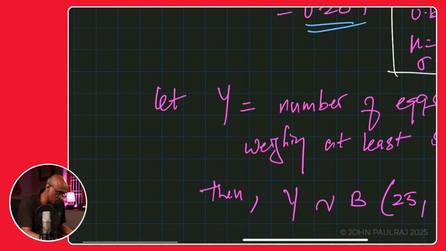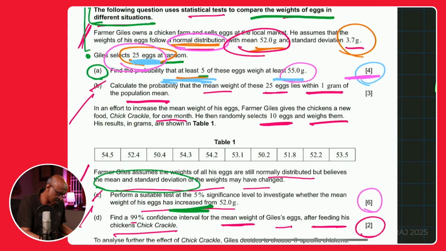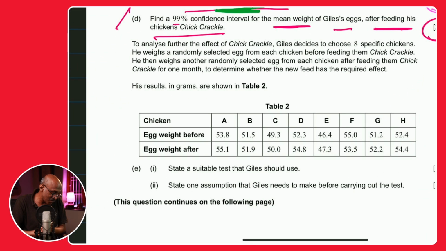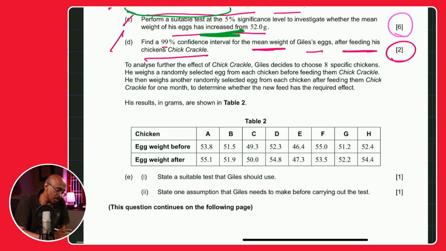Fine, let's do D. Now let's see what's the next part. Let's see whether you can complete to E also. To analyze further, can you see the question? To analyze further the effect of chick crackle, Giles decides to choose 8 specific chickens. Now this guy is getting really scientific, man.